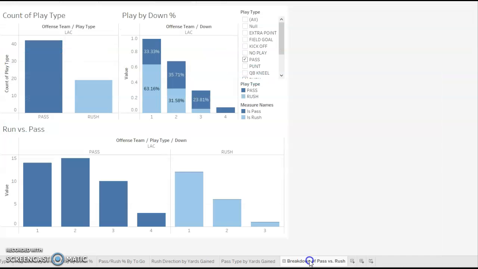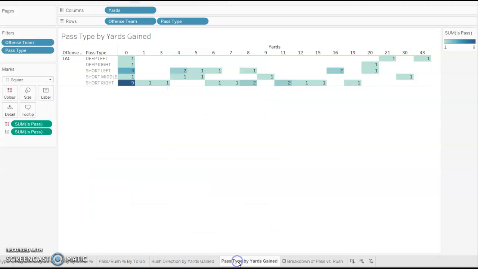Finally, getting into the breakdown of the passing versus the rushing, we're able to see the breakdown of passes versus rushes and on which types of downs. When we really look at the different heat maps that we have back here on the passing type by yards gained, we're able to give a recommendation: obviously they're passing the ball a lot short. So maybe we can move our defense up to protect against that short pass and also protect against when they rush as well.